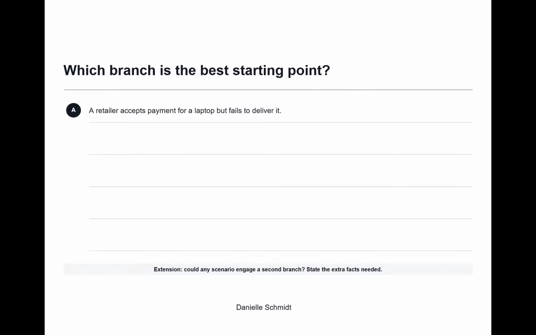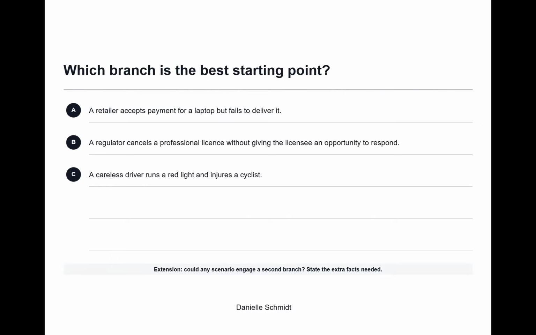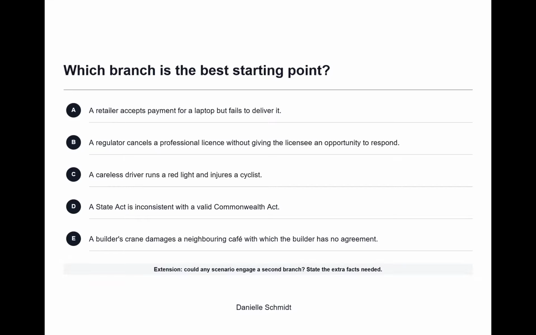So I'm going to put all the types on the screen. Then what I want you to do is pause it and have a go at answering it yourself. So A, a retailer accepts payment for a laptop but fails to deliver it. B, a regulator cancels a professional licence without giving the licensee an opportunity to respond. C, a careless driver runs a red light and injures a cyclist. D, a state act is inconsistent with a valid Commonwealth Act. E, a builder's crane damages a neighbouring cafe with which the builder has no agreement.